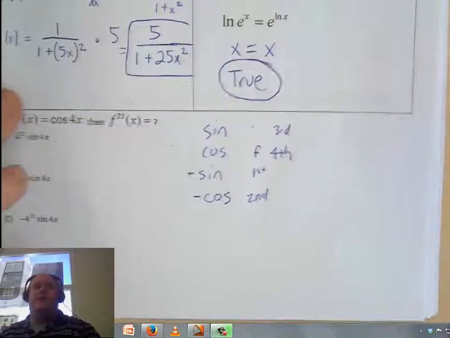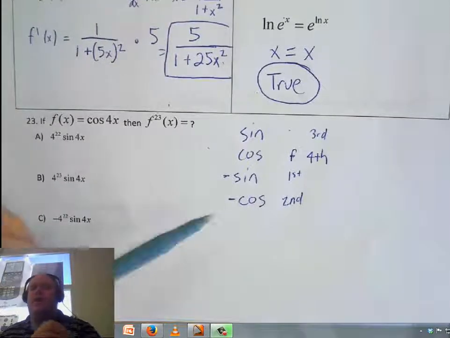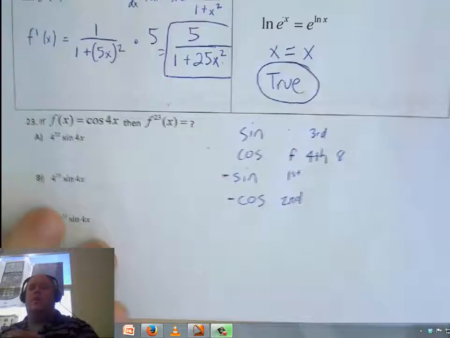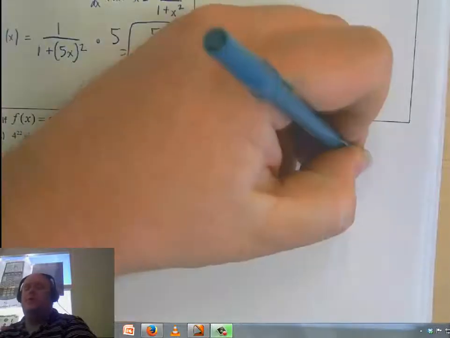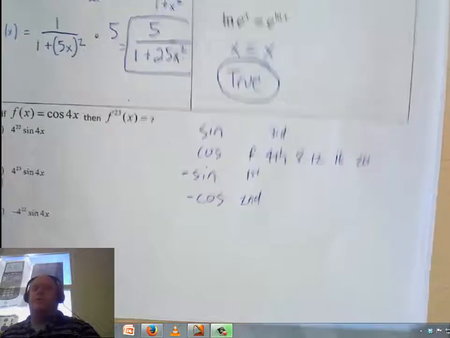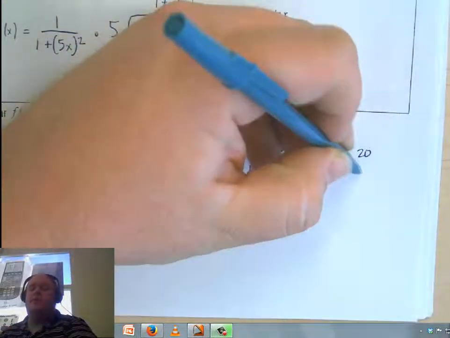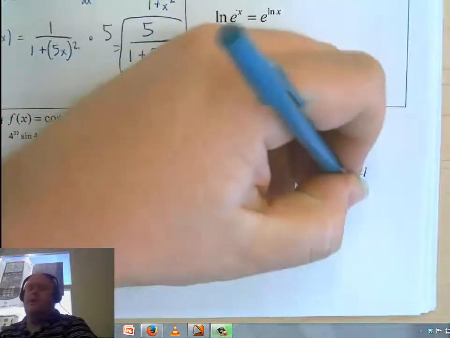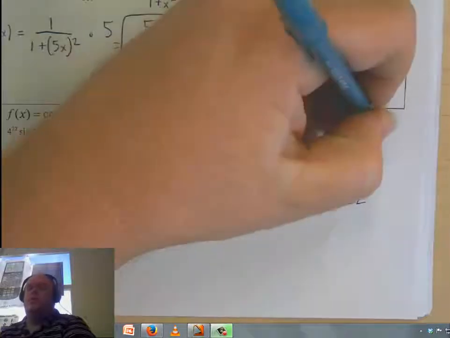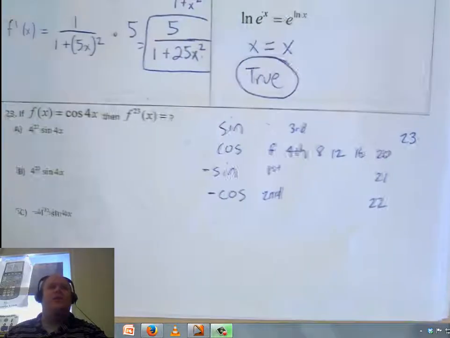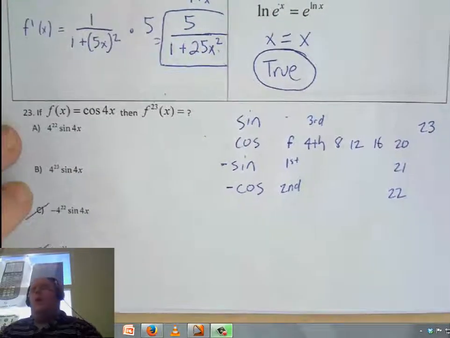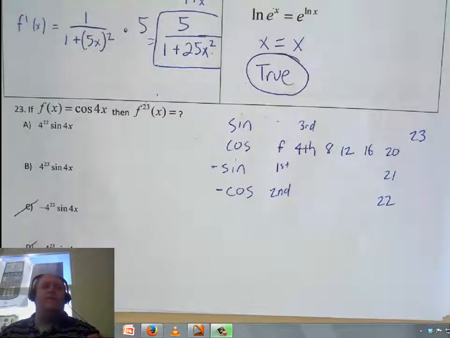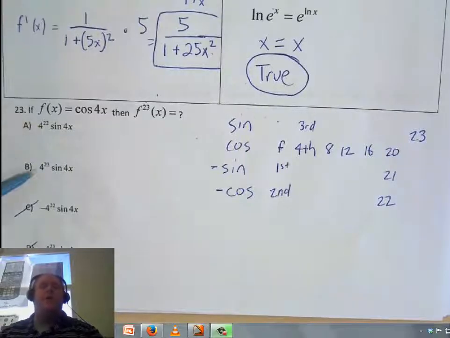So do you agree that if cosine of x is the fourth derivative, it's also the 8th derivative, it's also the 12th derivative, it's also the 16th derivative, it's also the 20th derivative, and if that's the 20th derivative, then sine, negative sine would be the 21st, negative cosine would be the 22nd, and what do you know, sine would be the 23rd. So I'm looking for an answer that has positive sine in it, and only two of them do that, which would be A and B. These ones have a negative sine. So I know I can eliminate these two answers. From there, let's just find the first couple derivatives, and then we can see if the power is going to be to the 22nd power or to the 23rd.